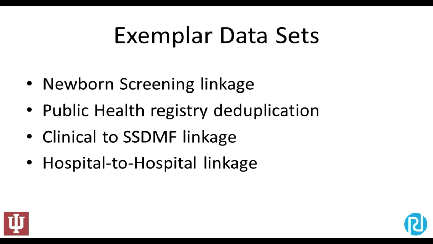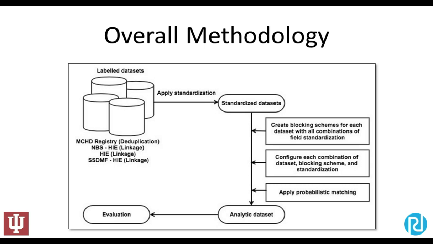We are using 4 different types of data sets to look at matching across a spectrum, because different matching algorithms may not perform the same among different groups. Ben has already alluded to children as one particular type of group where matching may be more challenging. We're looking at 4 scenarios we have used in the past: linking newborn screening laboratory testing to newborn registration data, deduplicating public health registry information, linking Social Security death master file data to clinical records, and then the bread and butter linkage of linking one hospital or healthcare system to another healthcare system. So we have 4 of those data sets in which we've evaluated standardization.